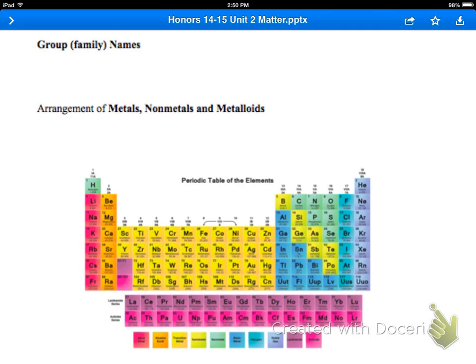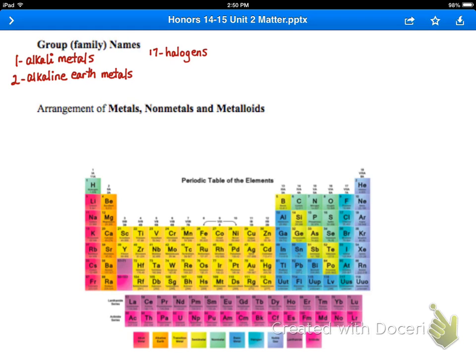So family names, there's some groups that have special family names which you need to know. Group 1, alkali metals. That's these guys here. Not hydrogen, because hydrogen's not a metal, but the rest of these red guys, alkali metals, right here. Group 2 is the alkaline earth metals, which is the second group over. Alkaline earth metals, and that's beryllium, magnesium, calcium, strontium.